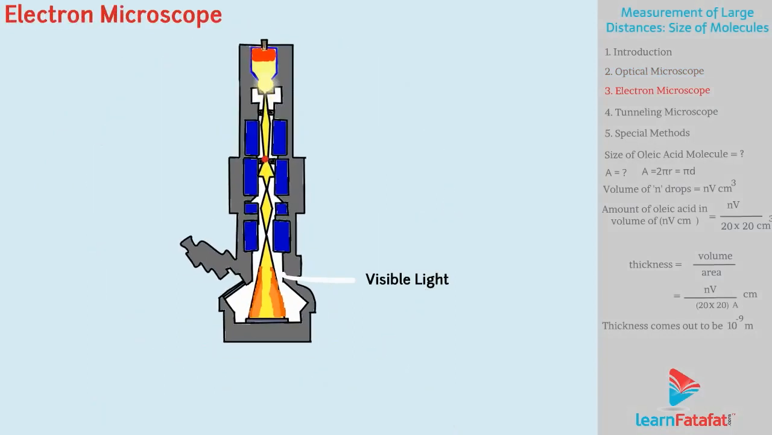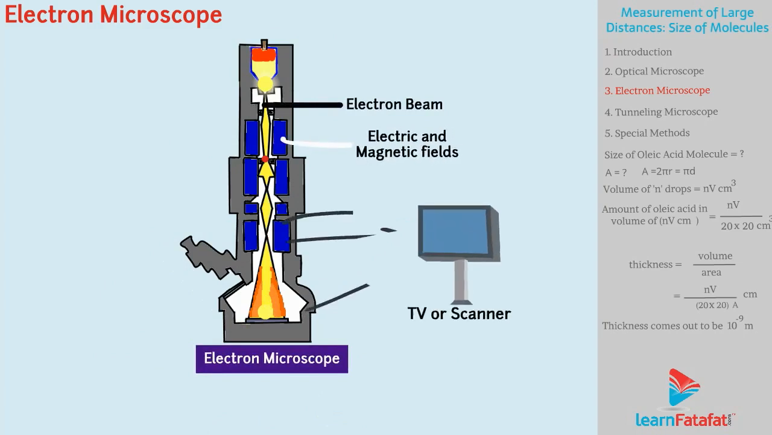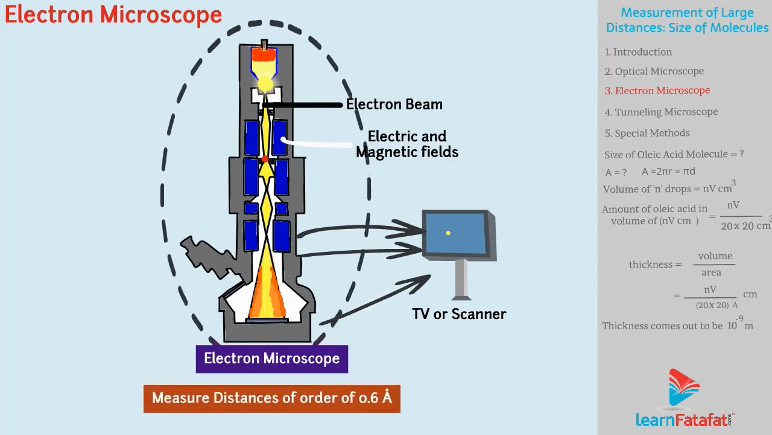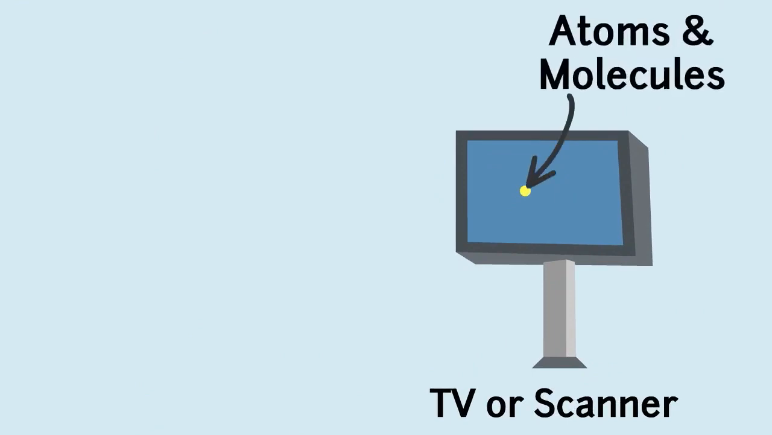Second, electron microscope. In electron microscope, an electron beam is properly focused by electric and magnetic fields so as to view the object. With the help of this microscope, it is possible to measure distances of the order of 0.6 angstrom. And hence, it is useful to resolve the atoms and molecules.